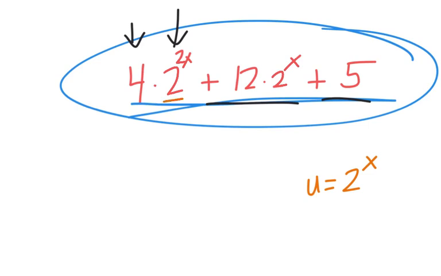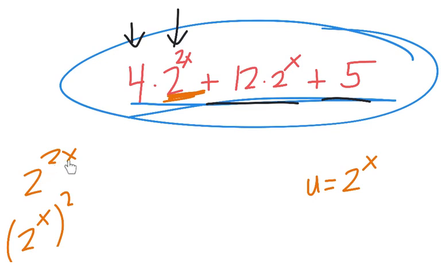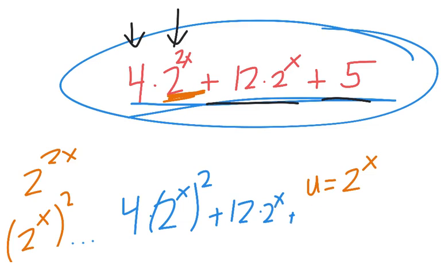Because right here, look at this first one. I could rewrite 2 raised to the 2x as 2 raised to the x squared. Remember, these are being multiplied. So because exponents here are multiplied, they were originally written as a power to a power. So again, you need to know those exponent rules. So if I wanted to, I could rewrite this as 4 times 2 to the x squared plus 12 times 2 to the x plus 5. Now it looks even more like a trinomial.